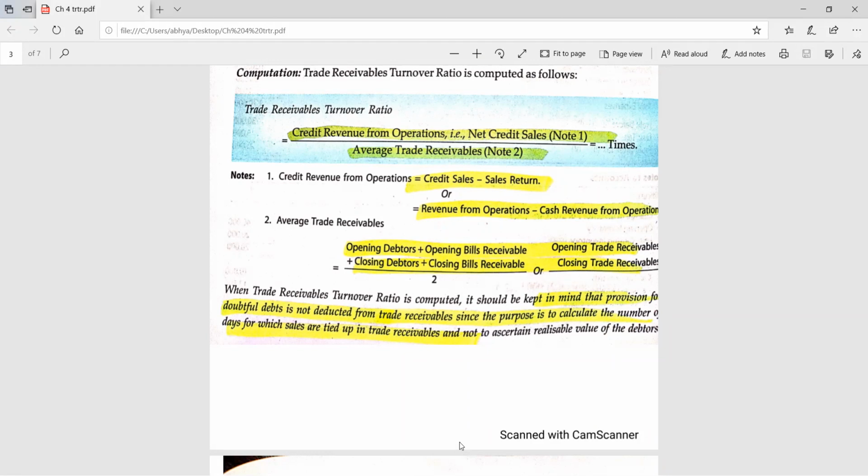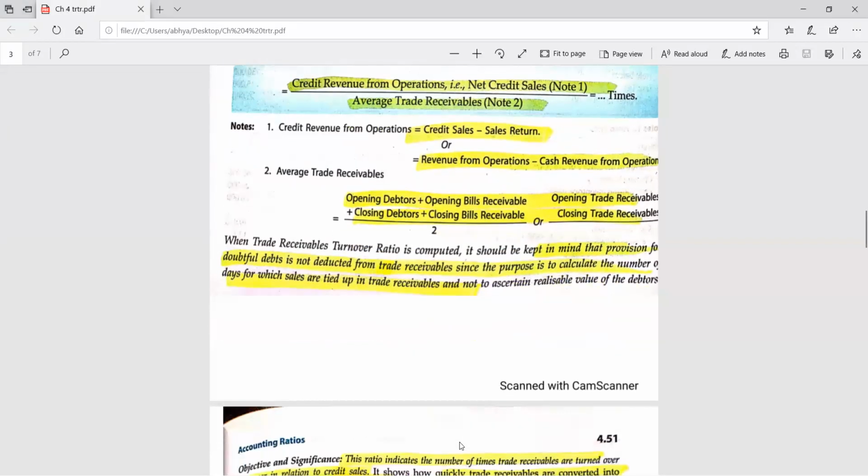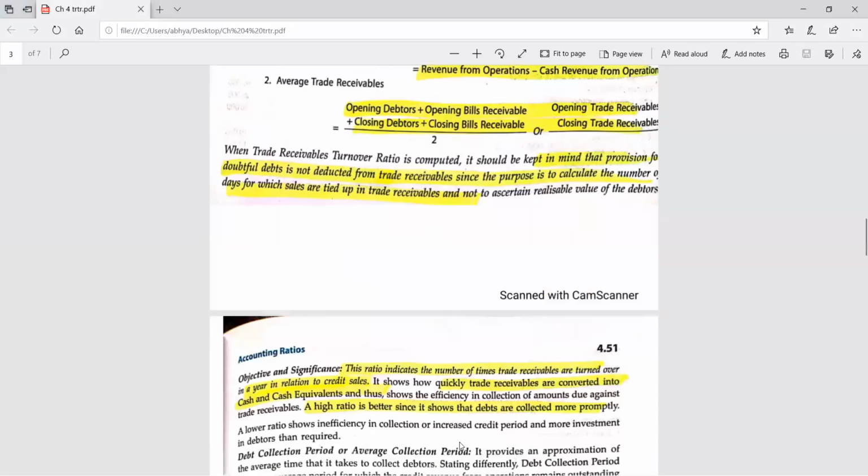In the current ratio, provision for doubtful debts is deducted because there we are talking about current assets, those assets which we can convert into cash. But here we are just talking about the turnover ratio. So we are just finding out whether the turnover ratio is high or low. We just want to know for how long our money will be stuck in the debtors. So here there is no need of deducting the provision for doubtful debts from the trade receivables. Okay, so this is the key point. Before starting with the question, you have to consider this.